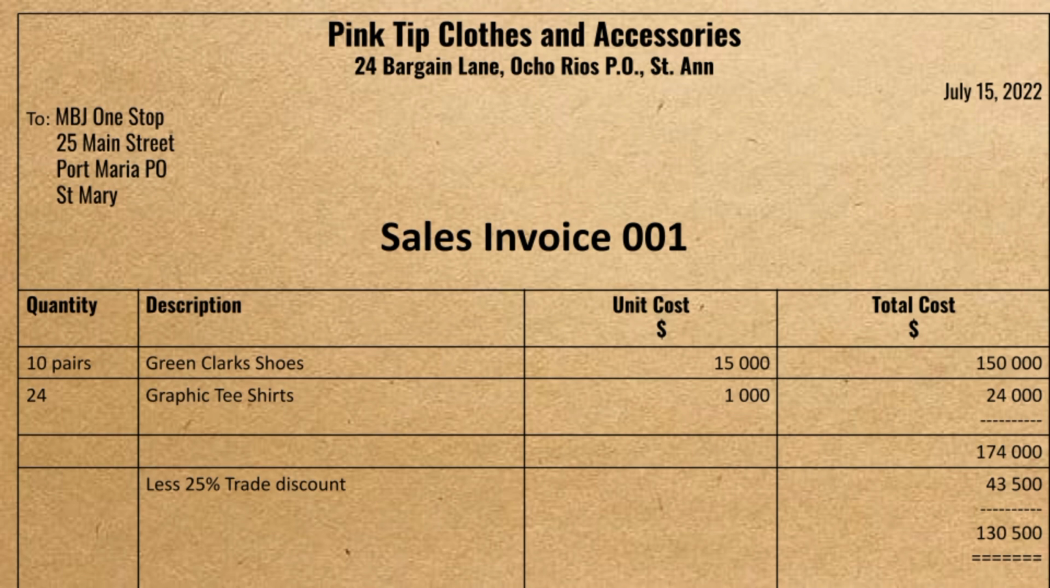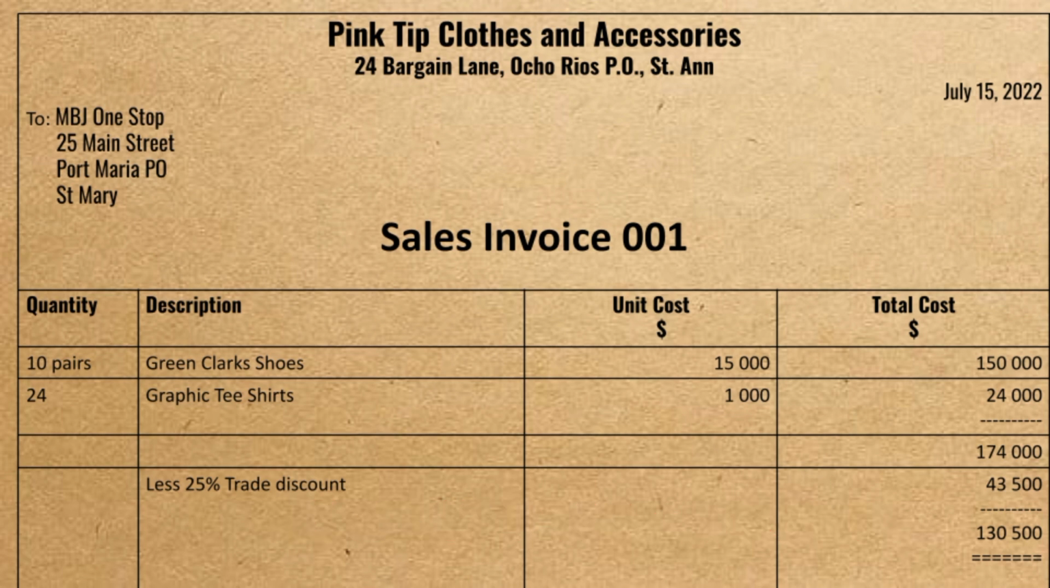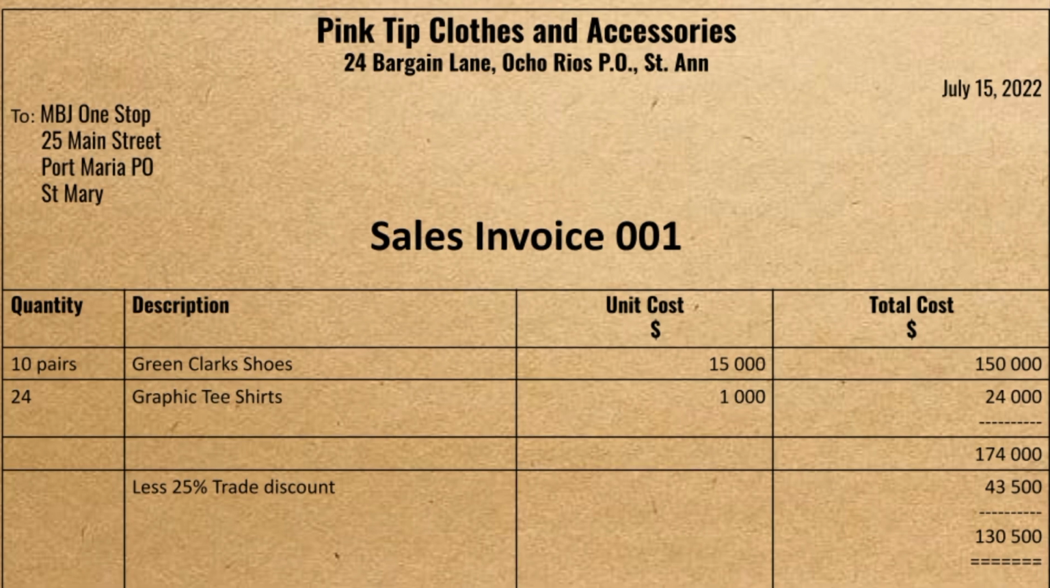So we find 25% of $174,000. On your calculator input, 0.25 times 174,000. You get $43,500. Subtract the $43,500 from the $174,000. That leaves $130,500. The bill the customer MBJ One Stop will pay is no longer $174,000. They will now pay $130,500 because they have been given a trade discount for buying in large quantities or in bulk.